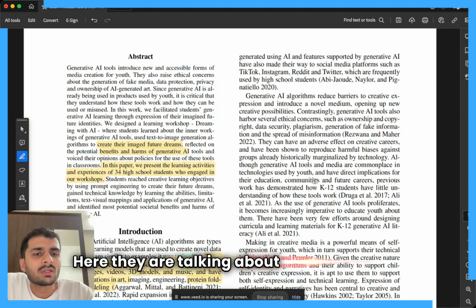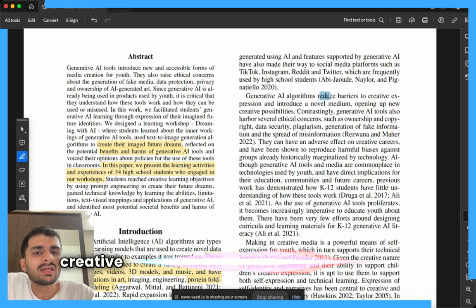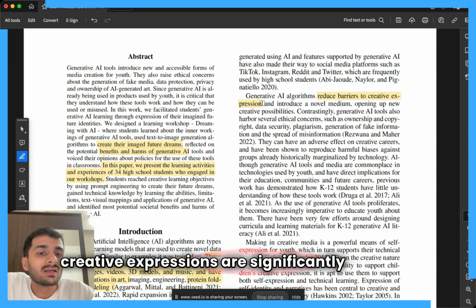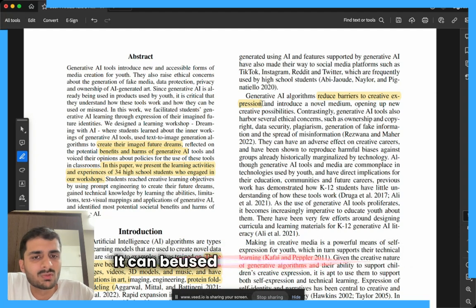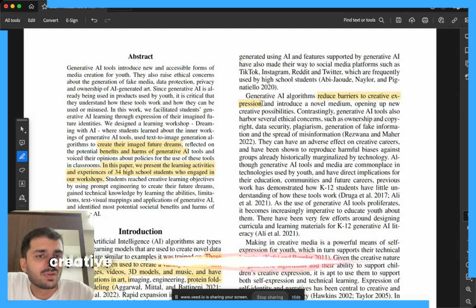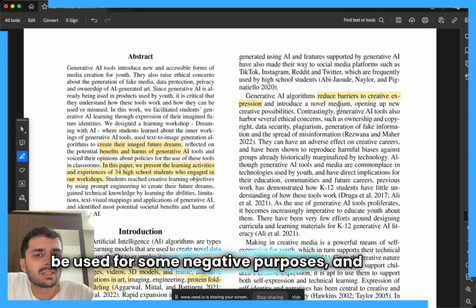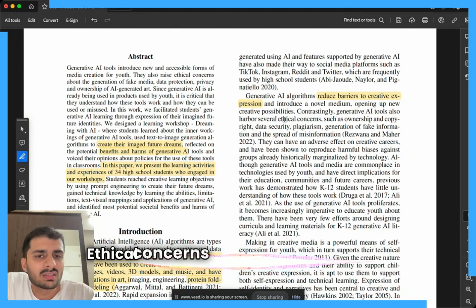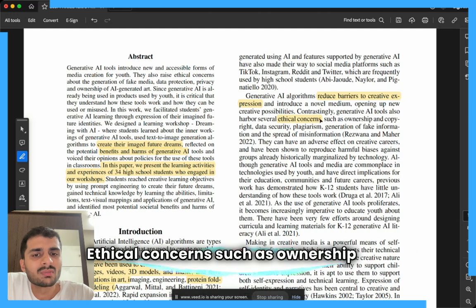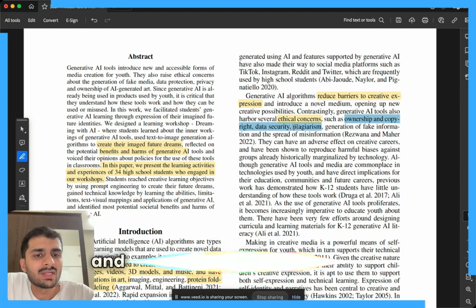Here they are talking about the advantages of generative AI, where the barriers to creative expressions are significantly reduced. We have already seen this with the usage of ChatGPT. It can be used for a wide range of creative purposes. At the same time, they can also be used for some negative purposes, and the way they have written it down is quite interesting. Ethical concerns such as ownership and copyright, data security, plagiarism, generation of fake information, and the spread of misinformation.